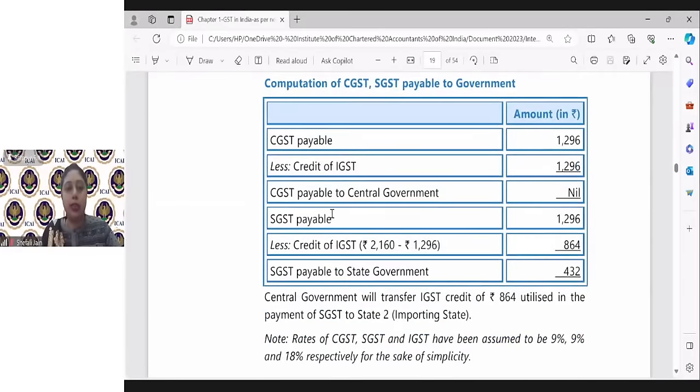Now it is left with SGST. It has to pay 1296 of IGST also. But the credit which is left with B is only 864 rupees. So it has used the remaining credit of IGST for payment of SGST. And the net amount has to be paid in cash, that is 432 rupees.